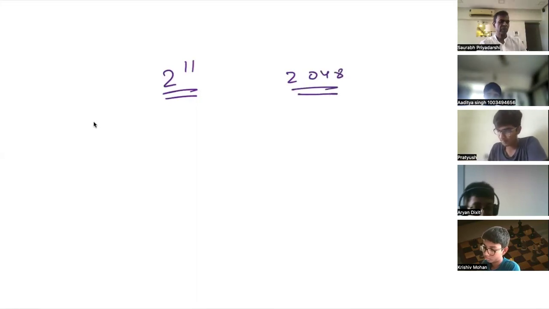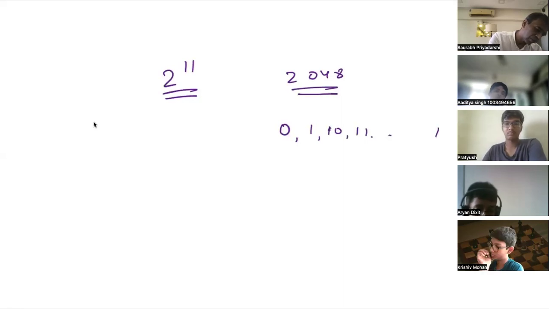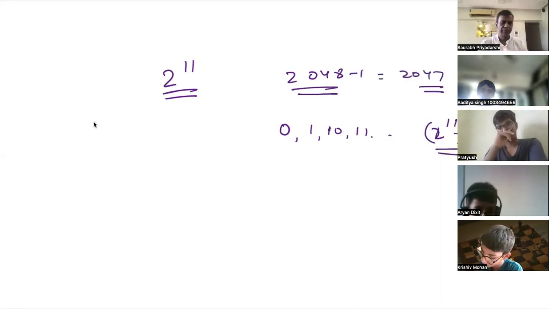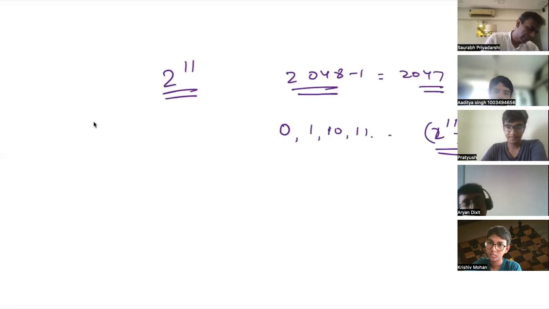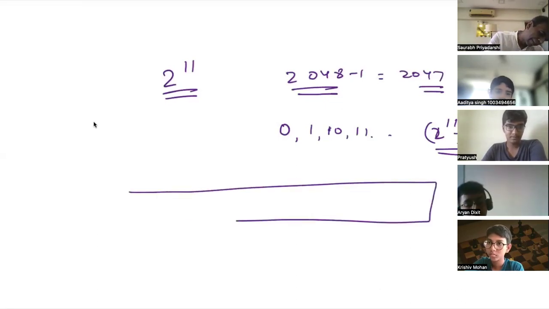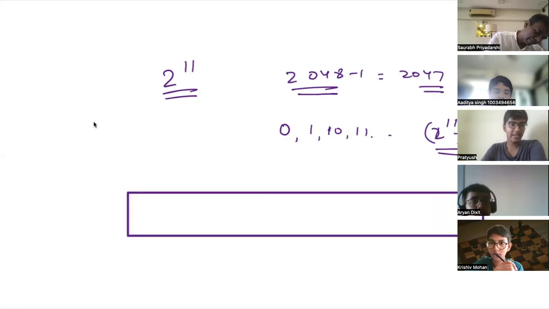Right. So if I start with 0, so 0, 1, 1, 10, 1, 1, and so on. So this will go to 2 to the power 11 minus 1. Right, so this will be 2047. How many digits will be there for 2047? 11 digits.